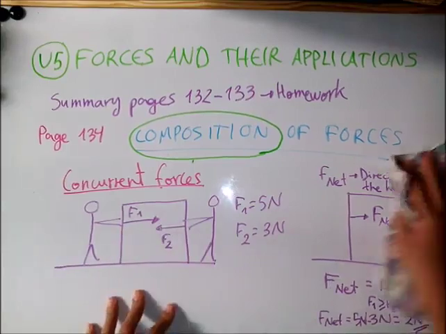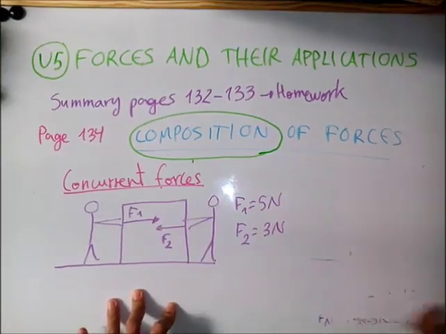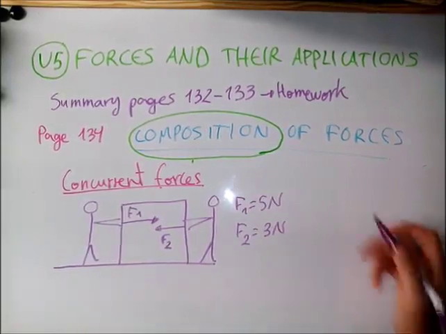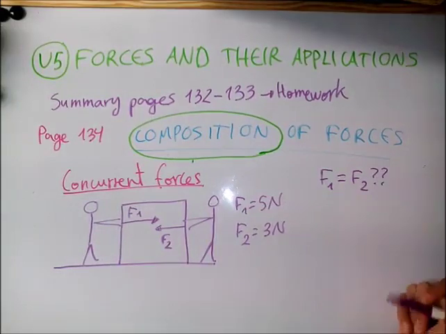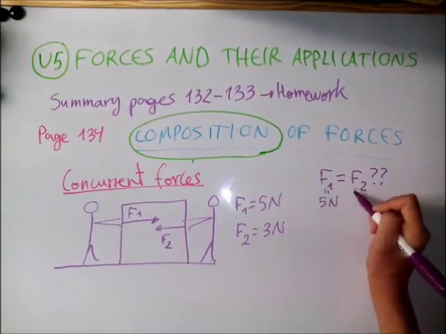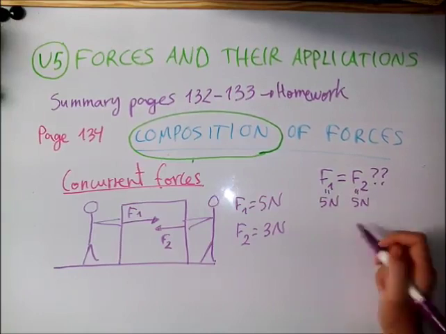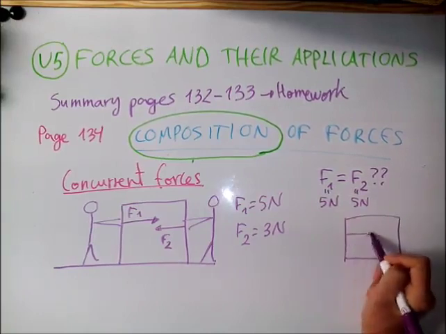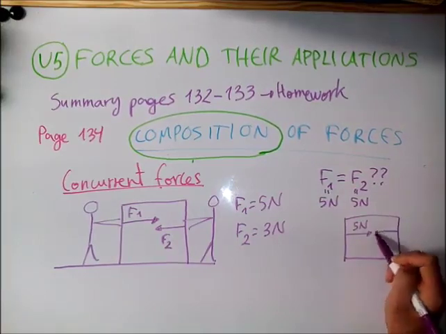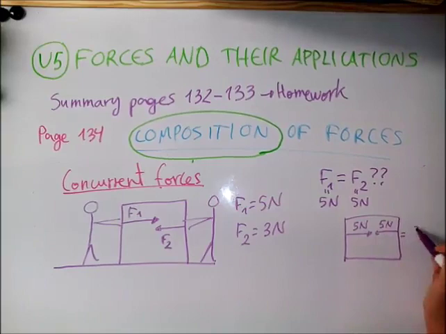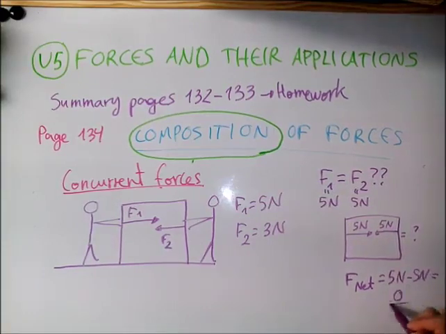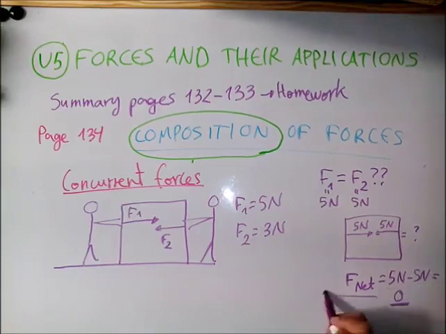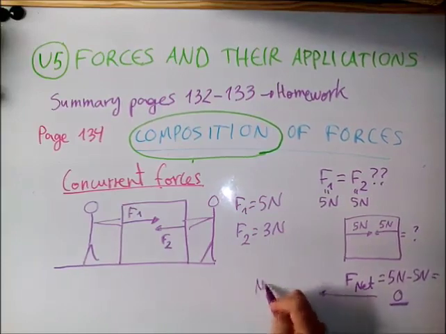I'm going to write it here. So, what happens if F1 equals F2, okay? For example, 5 Newton and 5 Newton. What would happen? So think about it. We're pushing 5 Newton from one side, 5 Newton to the other side. So net force equals 5 Newton minus 5 Newton. So 5 minus 5 is 0, okay? So this would mean no effects.